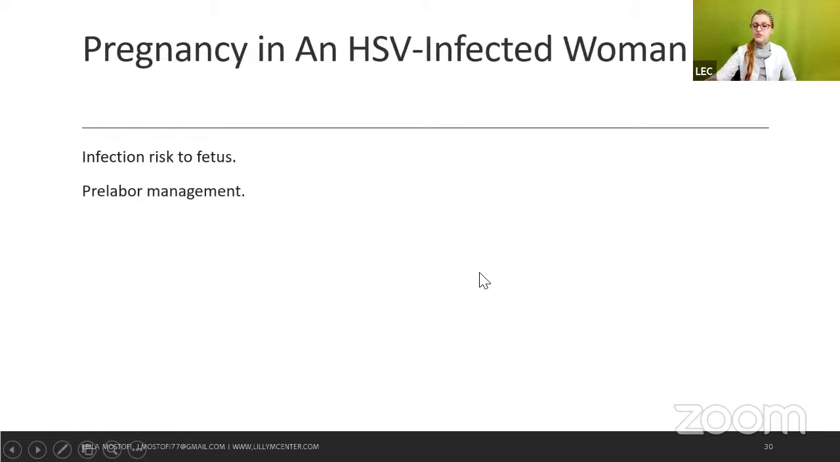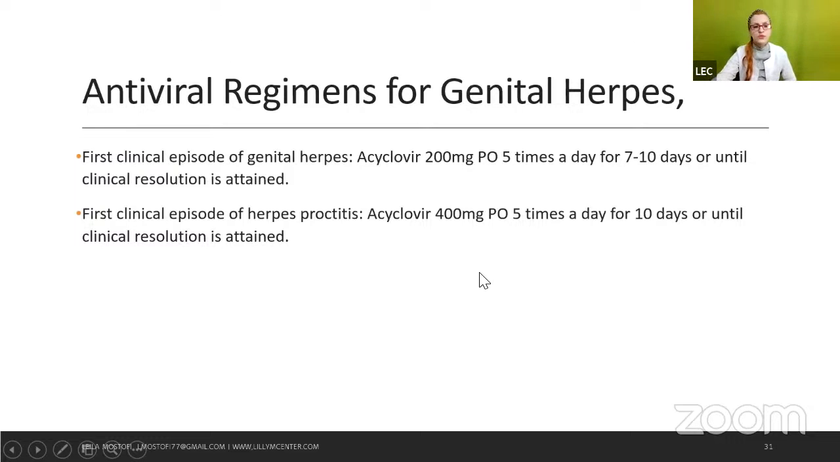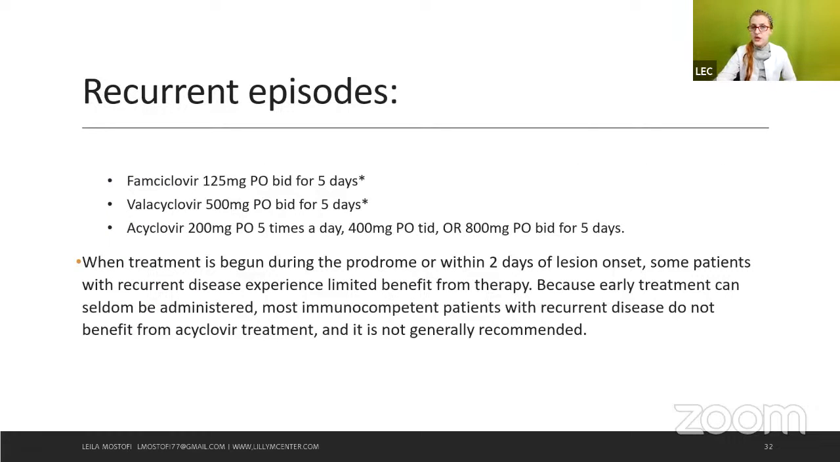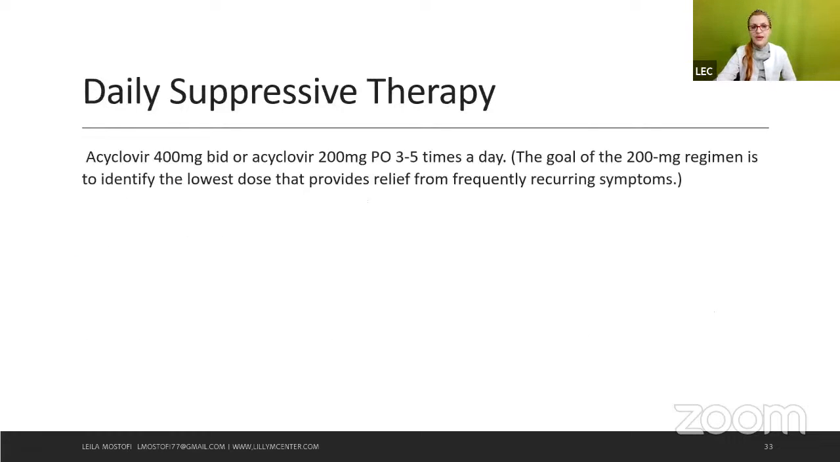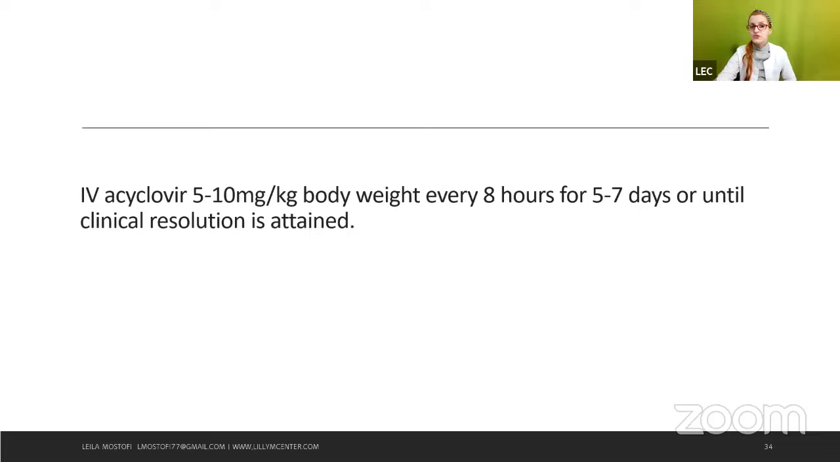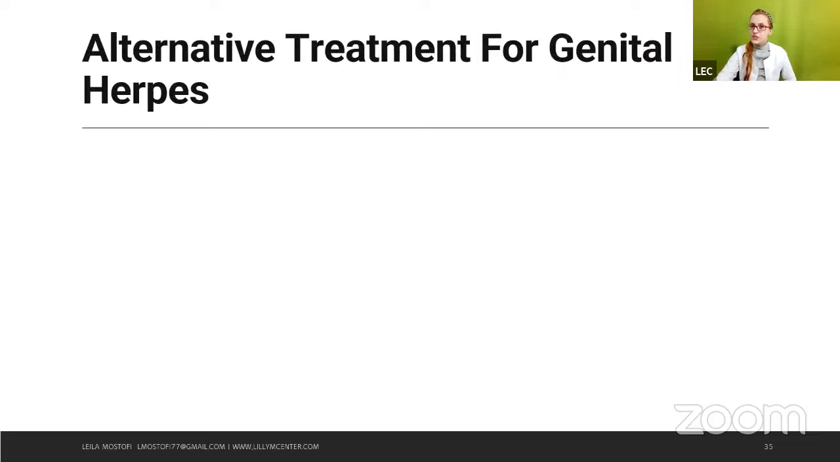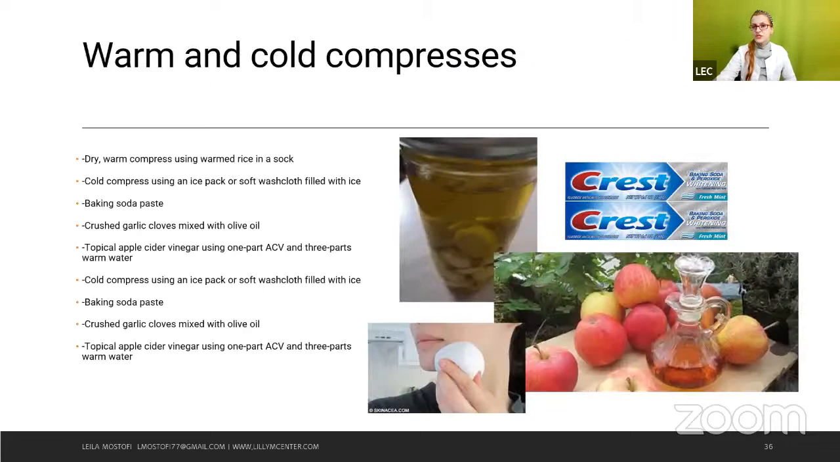And in pregnancy, we talked completely about all protocols and antiviral regimens for genital herpes and recurrent episodes, how to treat and manage the treatment, and daily suppressive therapy. And now we reach alternative treatment for genital herpes.